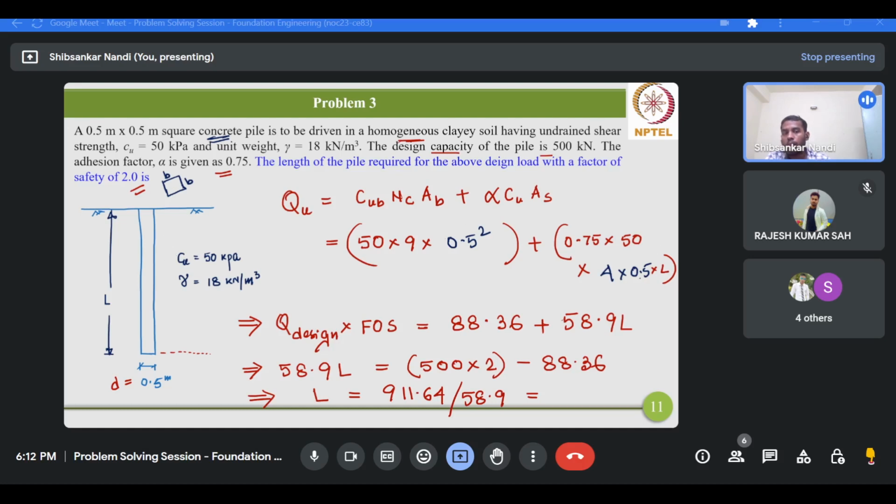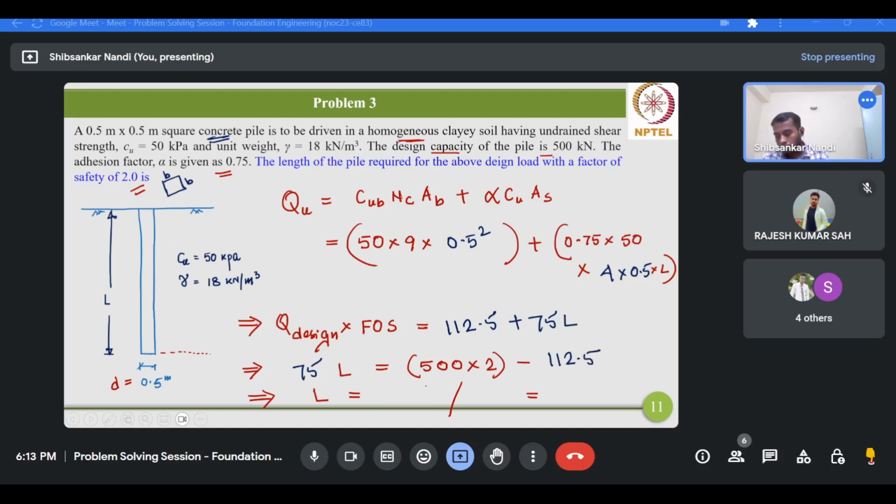So that will give you the surface area of the square concrete pile. Okay. So accordingly, these values will change. Please correct me if I am wrong at any moment. Okay. So 15 to 9 into 0.5 square, this will be 112.5 plus 0.75 into 15 to 4 into 0.5, that is 75L. This is 75L. This is 102.5.